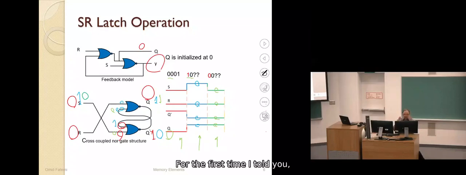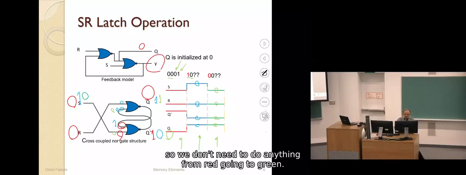For the first time, I told you, let's think that Q is 0. Then, based on that, I found Q bar is 1. And then we are moving. So it's there. So we don't need to do anything. So from red going to green, this is the thing, but we only change S to 1. So S becomes 1 in blue.